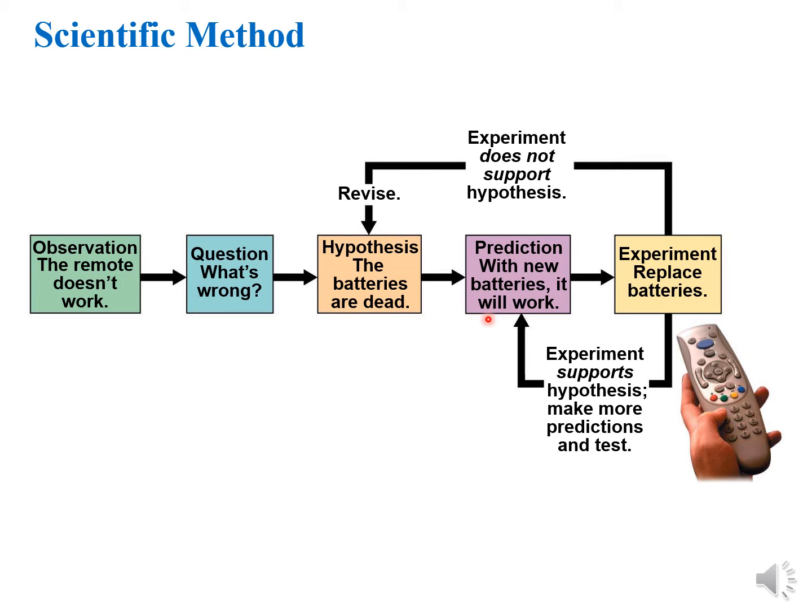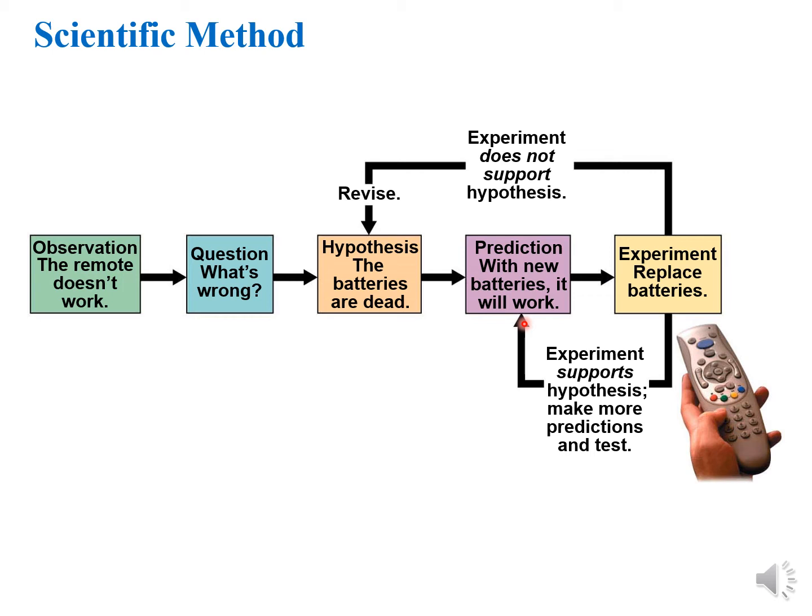Now, for you to test that hypothesis and your prediction, you have to design an experiment. In this example, your experiment is pretty simple. All you're going to do is go ahead and put in new batteries. So you're going to put in the new batteries, and then you're going to try your remote to see if it works. Now, if it does work, if it does support your hypothesis and your prediction, then that's great.